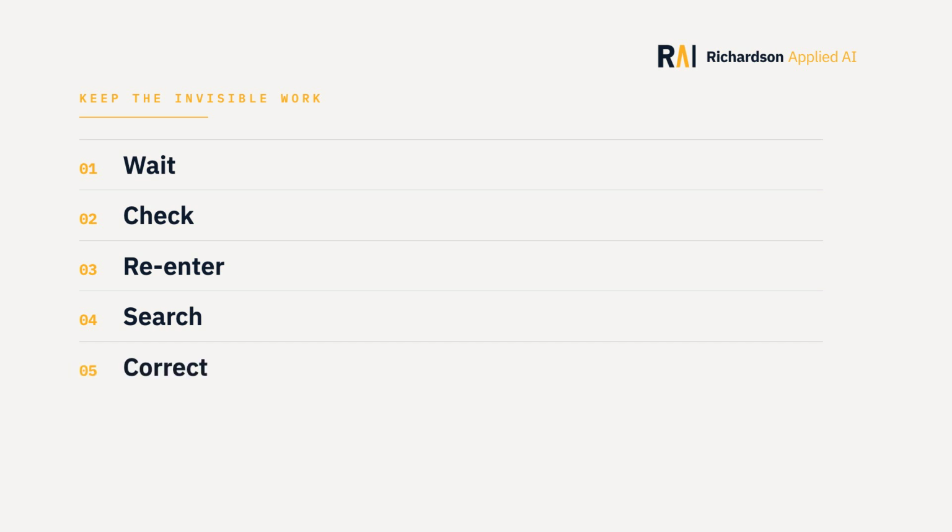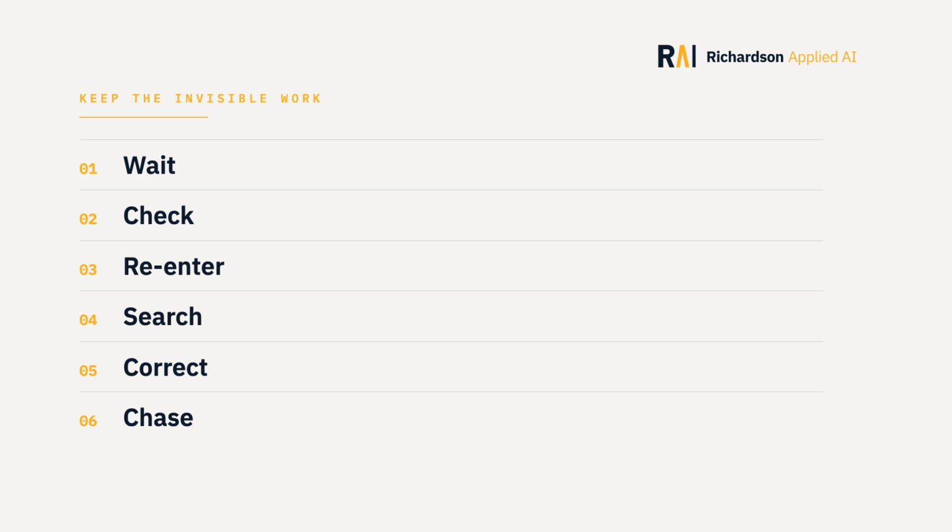Do not remove a step from the map because it looks unproductive. Record waiting for information. Record checking another person's work. Record re-entering the same data. Record searching across systems. Record corrections. Record the follow-up message sent because nobody acknowledged the handoff. Those steps may be where the cost lives. They may also point to a better field, clearer ownership, or a simpler process instead of an AI agent.